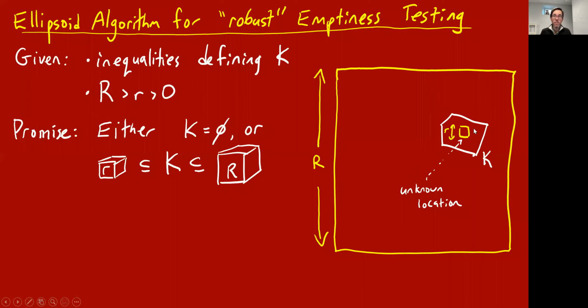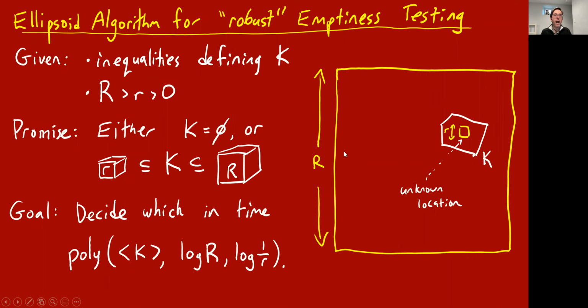And K may be empty, but it also knows if K is not empty, then, I see there's a question, 1 second. If K is not empty, then the algorithm is promised that K contains a little cube of side length little r. Now it doesn't know where this little cube is. It just knows wherever K is, it has at least some full dimensional little cube of side r in it. Okay, and the goal of the algorithm is just to tell which of the two cases it's in, whether K is truly empty, there are no solutions to K, or whether K is non-empty.